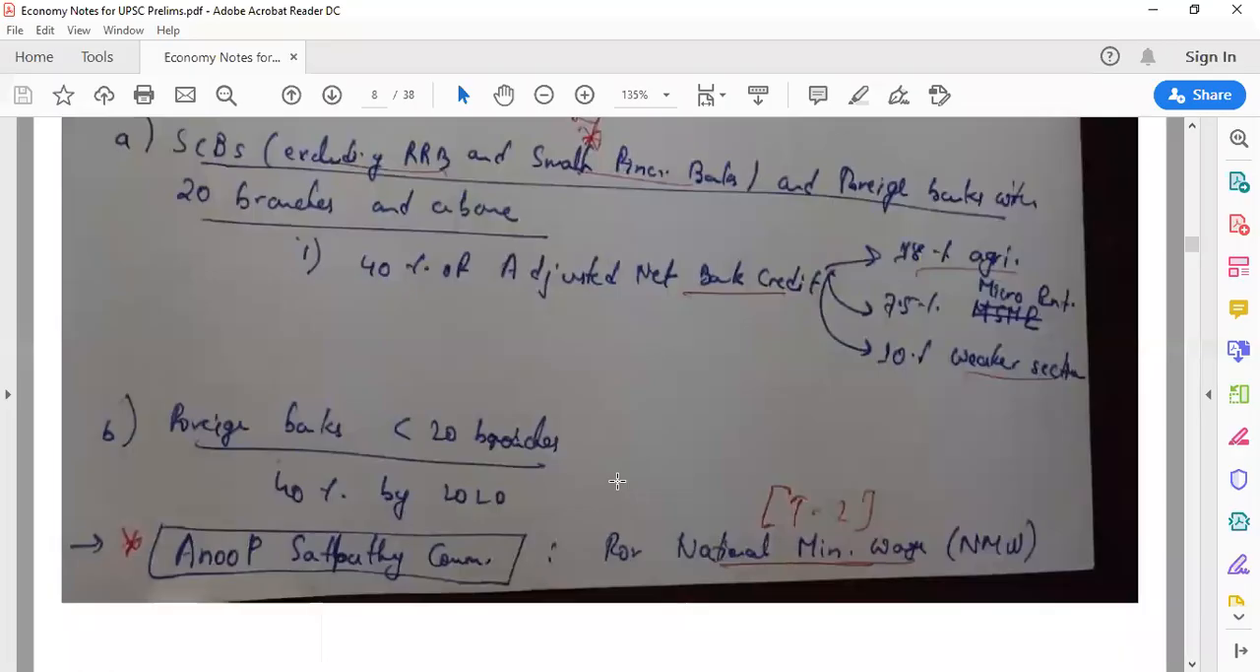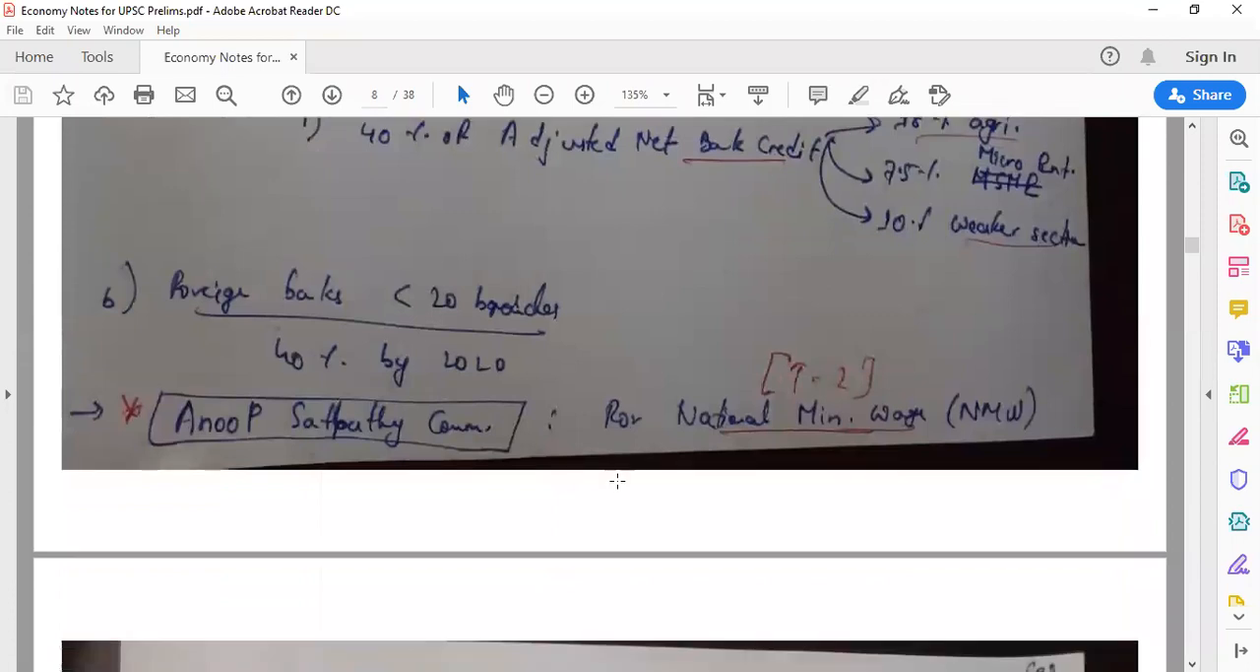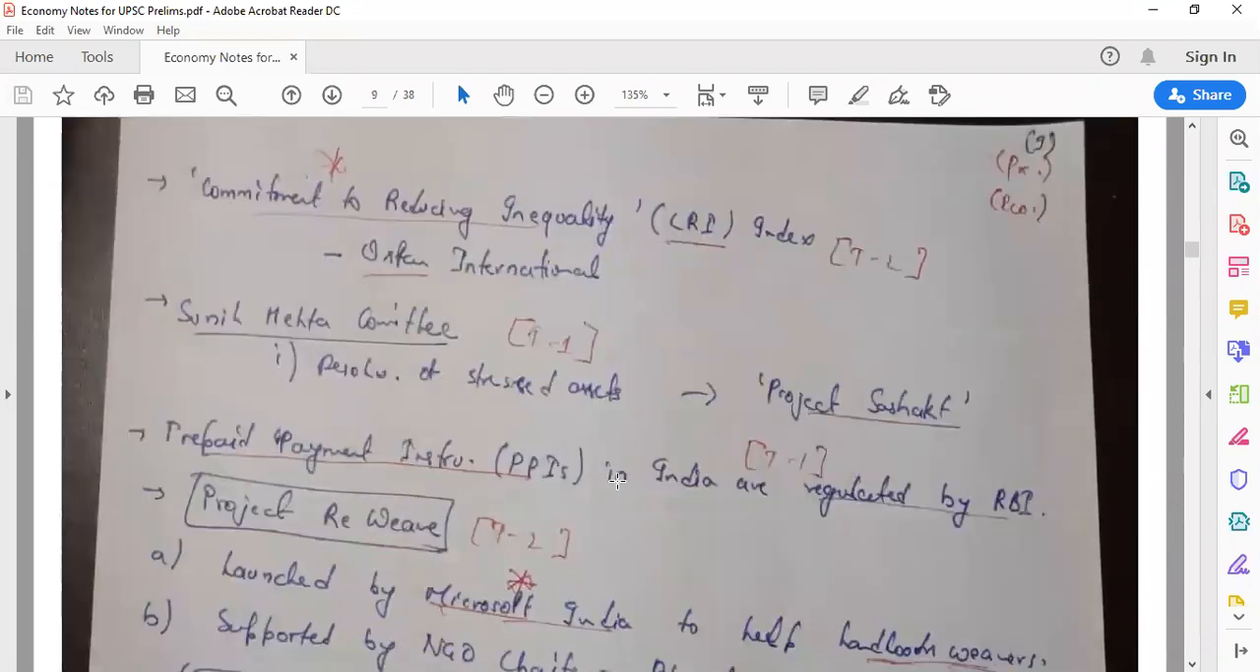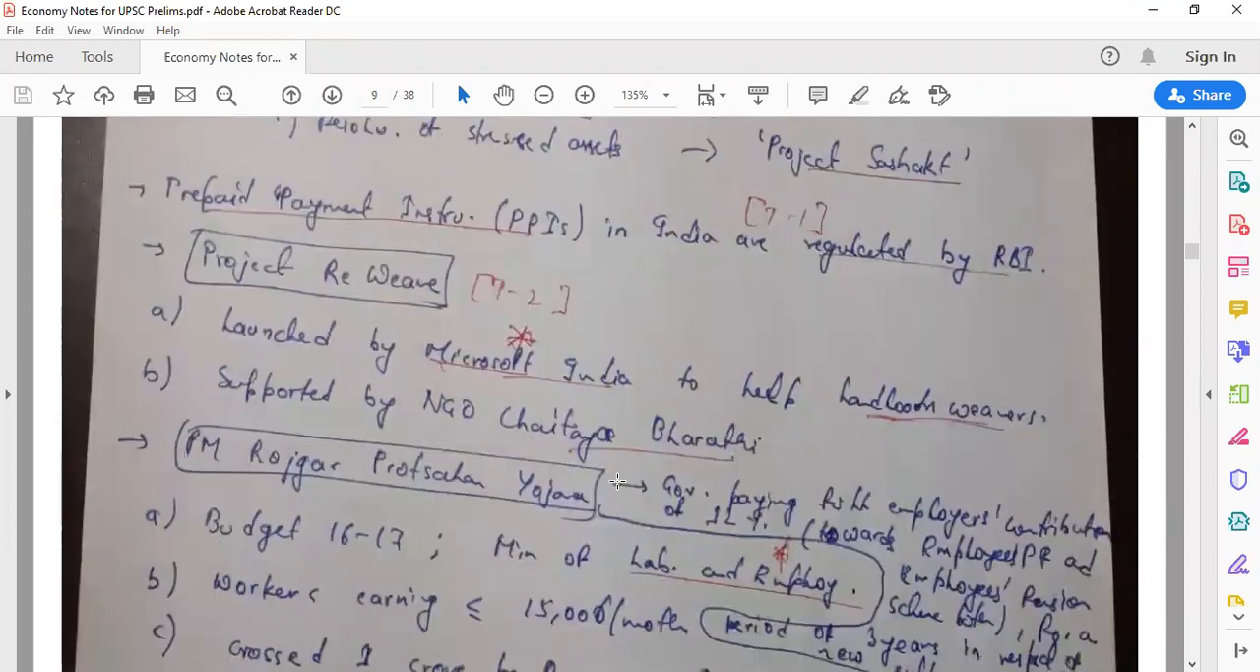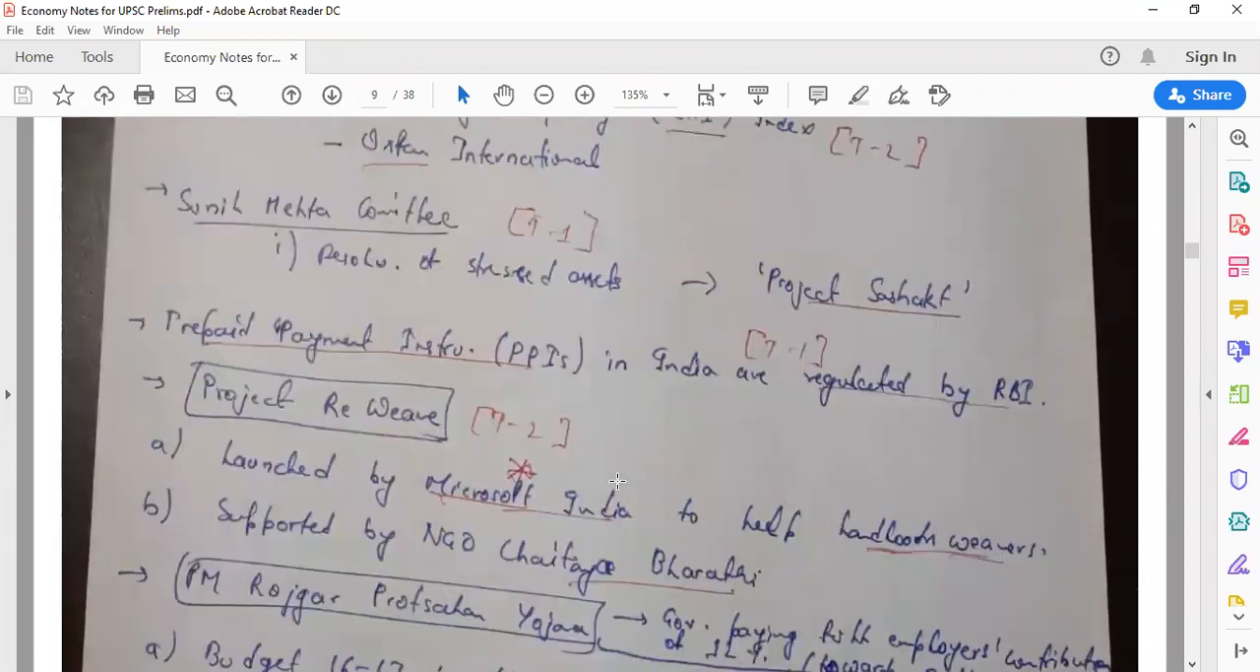In the next session of economy, we'll talk about the Anup Satpathy committee. We'll talk about the Sunil Mehta committee. They talk about these things. So we'll talk about all these things, and other areas of my notes.